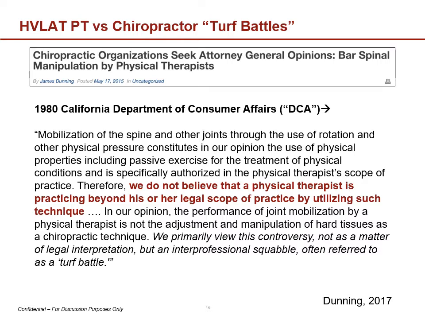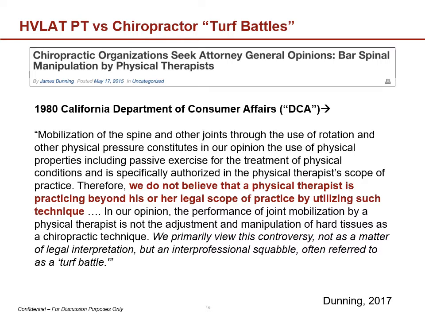So, what's been going on between the chiropractors and the physical therapists? We know that, again, the mechanisms and the outcomes are very similar with a chiropractic adjustment versus a physical therapist HVLAT, or manipulation as it's typically called in the literature. And because of these similarities, there is quite a bit of turf battles between the two different types of providers.